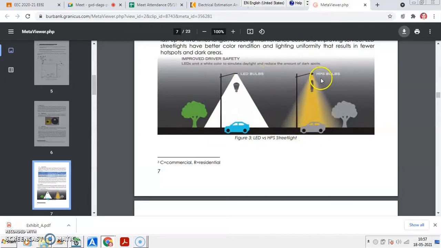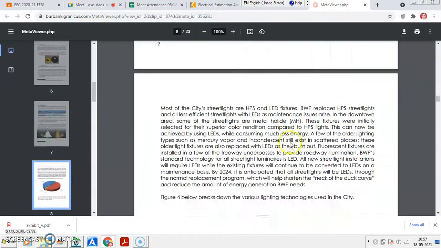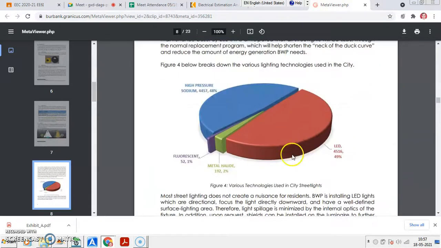High LED bulb, high pressure sodium vapor lamp, yellow light. This particular one is tapped for luminaries. Here it is shown the various lighting technologies used in the city. LED, now it is 49%. Metal halide, now it is 2%. Fluorescent, 52%. High pressure sodium vapor, 48%.